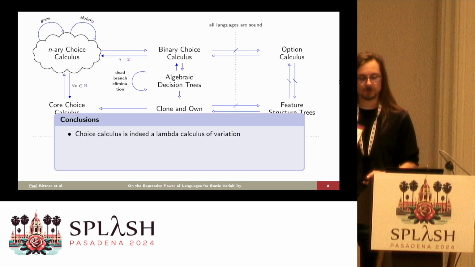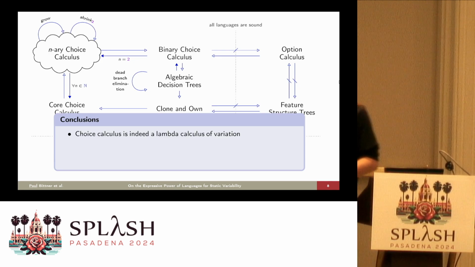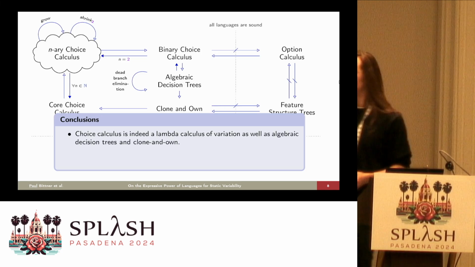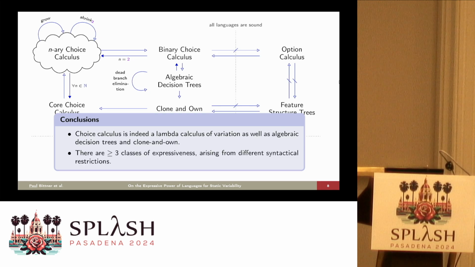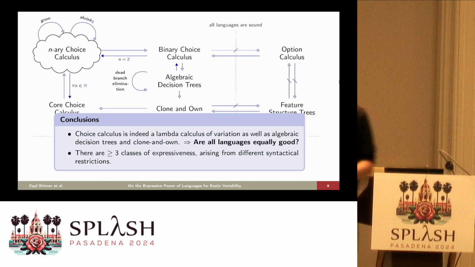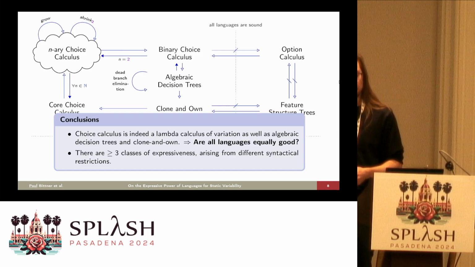So we can conclude here that choice calculus could indeed be seen as a lambda calculus of variation, and so could algebraic decision trees and clone and own. We find at least three different classes of expressiveness: the complete languages, the incomplete languages, and also the ones on the right, which cannot be translated into each other. But there are maybe more questions arising here.